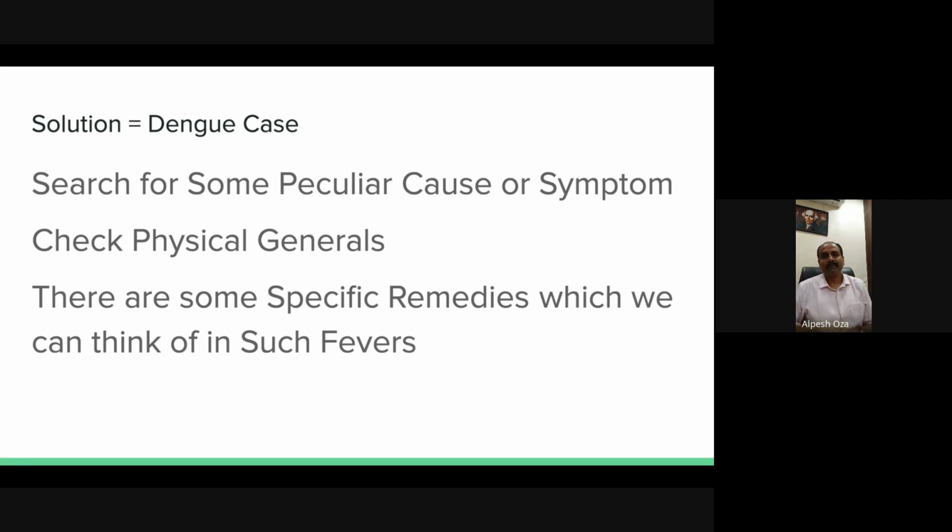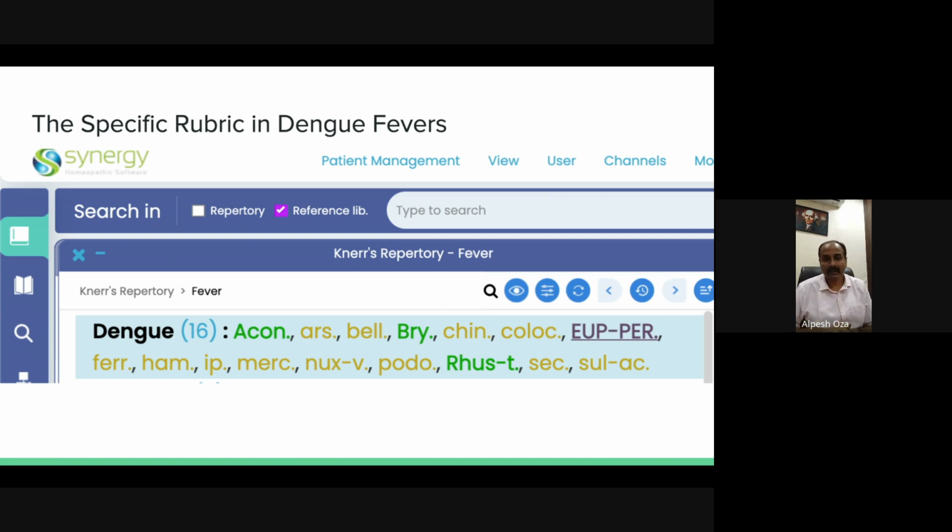The solution is to look for some peculiar cause or symptom. Check for physical generals. There are some specific remedies which we can think of in such fevers. There is a rubric in the NAIRS repertory which says fever and dengue fever specifically. There are 16 remedies. What are the characteristics of these remedies? That is what I'll be covering in this fever workshop.